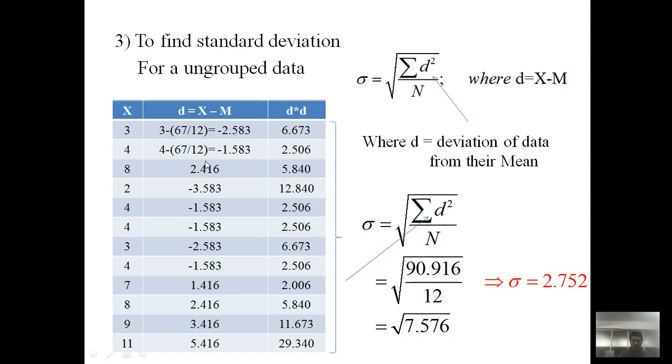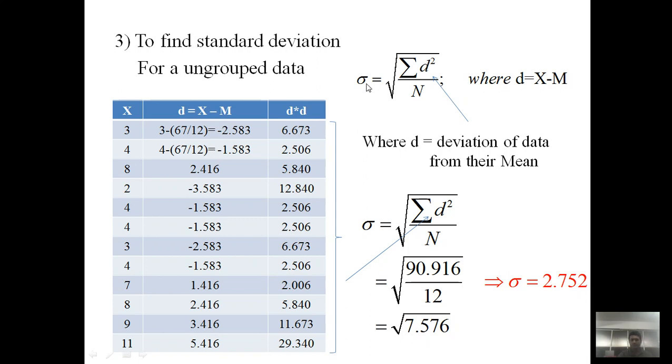Now for this cell the x is 4, and the mean is as it is because it's common for all the data. So 4 minus 67 divided by 12 leads to minus 1.583. Similarly, we have to find out the deviation for each cell and substitute in the respective cell. So these are nothing but 8 minus 67 divided by 12, so we get 2.416. So this second column represents the deviation.